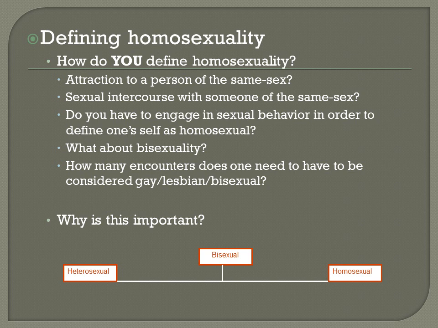And then what about bisexuality? Same thing. Is it just attraction? Does it have to include some type of sexual behavior or actual intercourse? And then if you do base it on encounters, how many encounters does one need to be considered gay, lesbian, or bisexual? Is it 1, 2, 3, 4, 5? Is there a number? Who determines that? It's one of the reasons that the research looking at homosexuality is sometimes misleading and confusing.